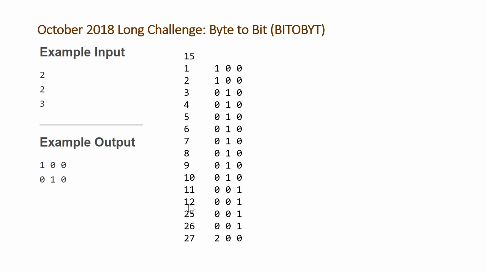And then we skip sort of over the middle here from 12 to 15. But then when we have 27, this 1 byte converts to 2 bits. So we basically just have this cycle.